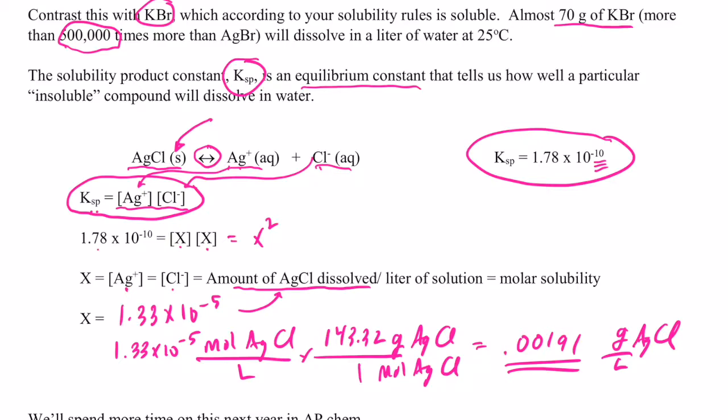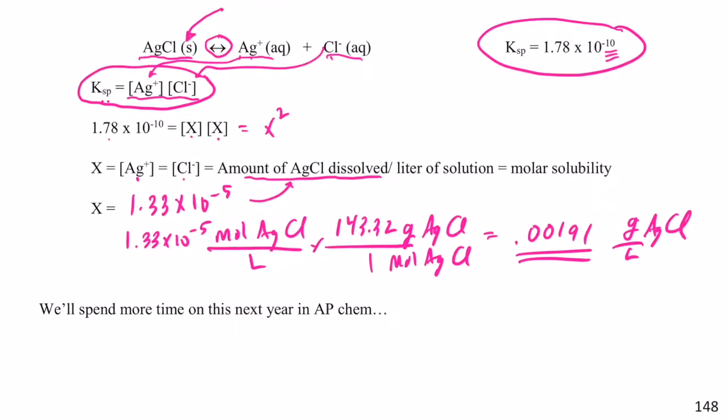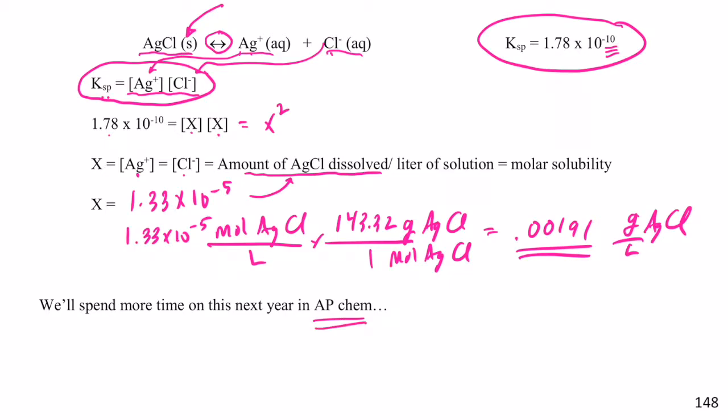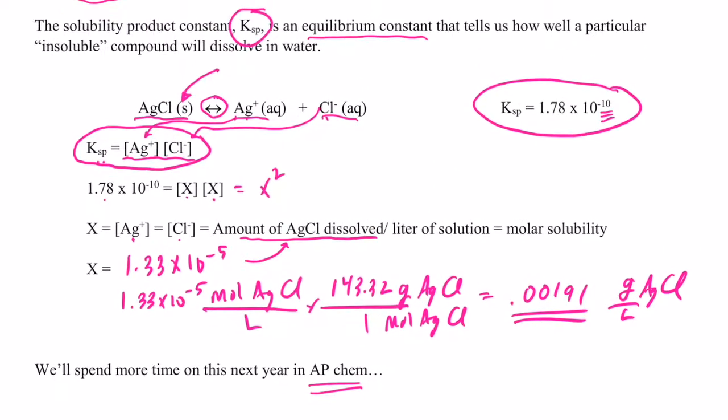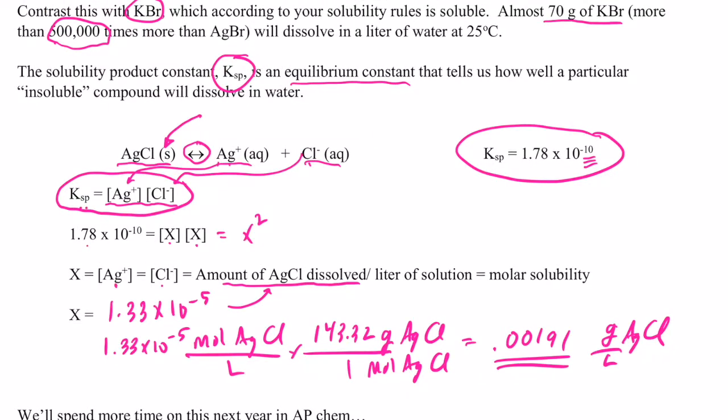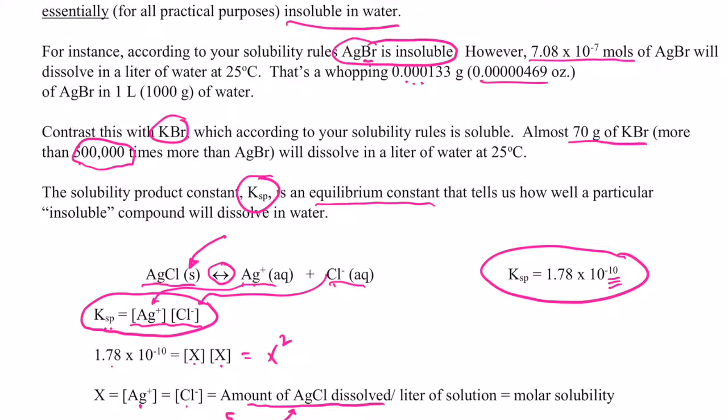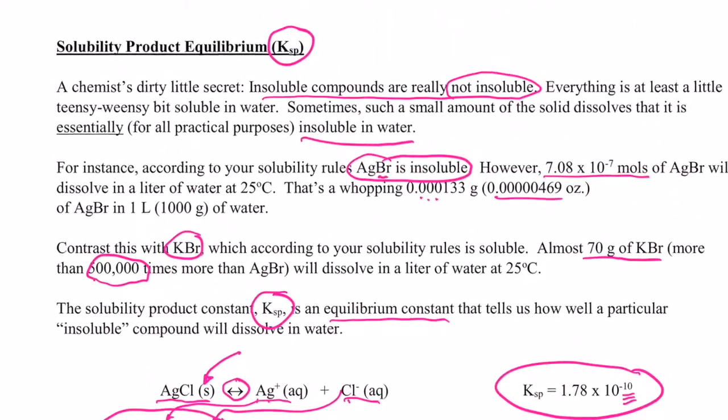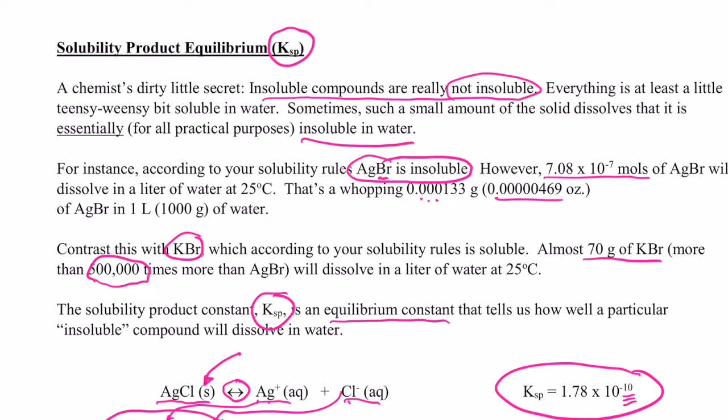Now, that's all I really wanted to mention this year. Next year in AP Chem we'll talk a bit more about this, but I just wanted to make you aware about this sort of little secret that I've been holding back on you related to the solubility of what we call insoluble ionic compounds.